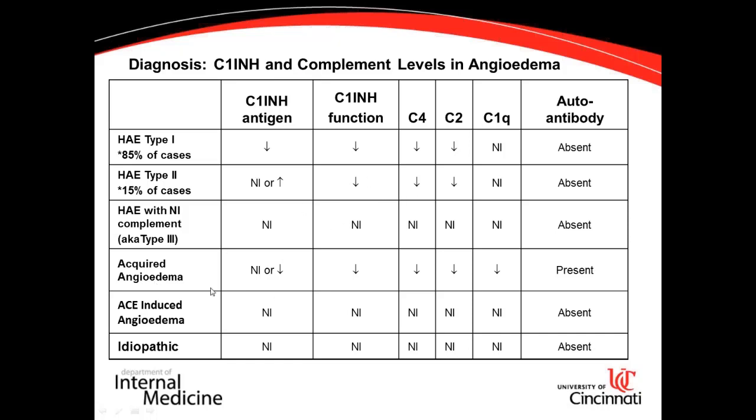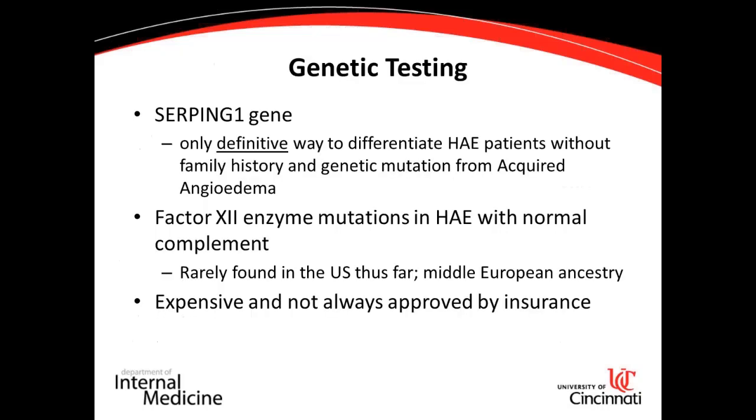There are other types of angioedema, the ACE-induced angioedema and idiopathic angioedema, and this form of hereditary angioedema, which has normal complement. Their tests are all normal. There is this acquired angioedema, where they have low C1 inhibitor antigen and function, and low C4, but these patients have antibodies that are directed against C1 inhibitor, and so they actually neutralize the C1 esterase inhibitor, and they can't regulate the production of bradykinin.